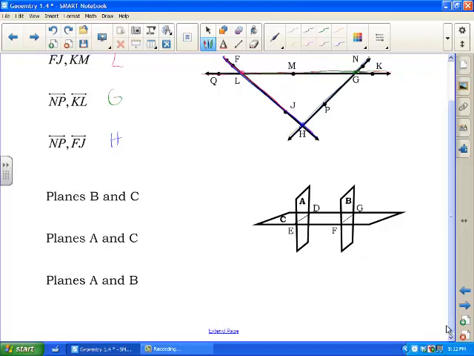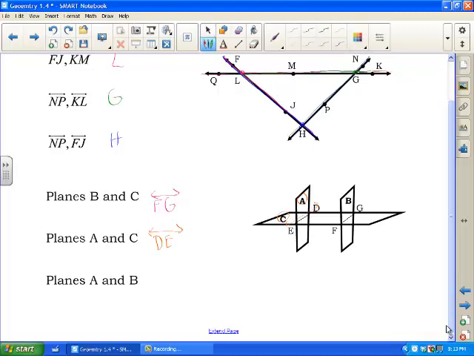Now remember, you're talking about the intersection of 2 planes, so our answers to these will all be lines. So B intersects C at line FG, and remember that's the same thing as GF, and make sure you've got that arrow symbol over the top. Then we have planes A and C intersecting at line DE. Remember, it's the same thing as line ED.